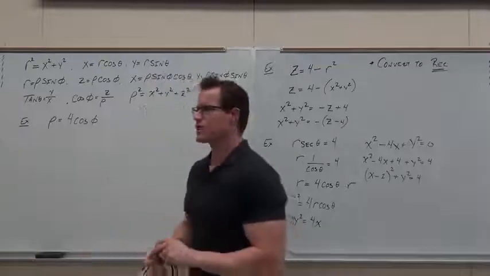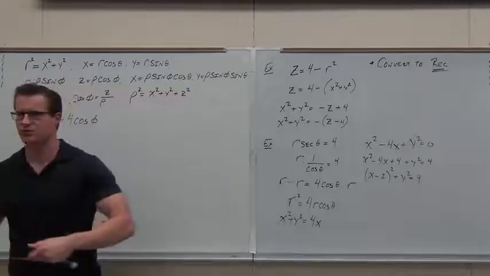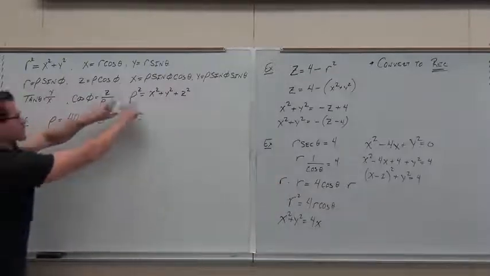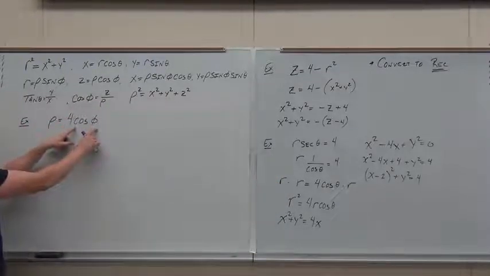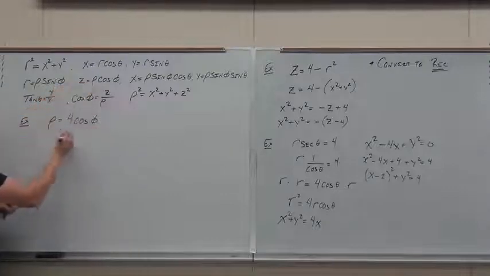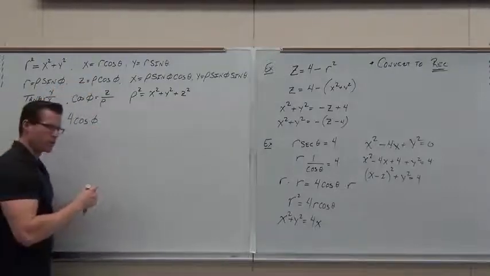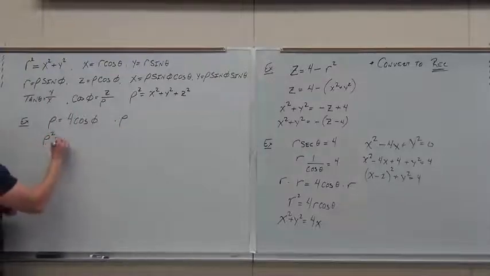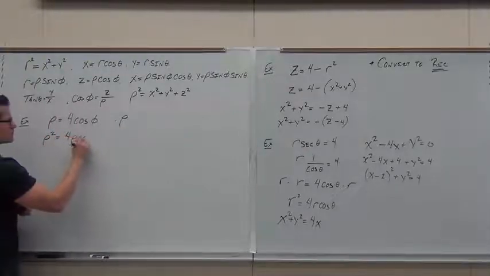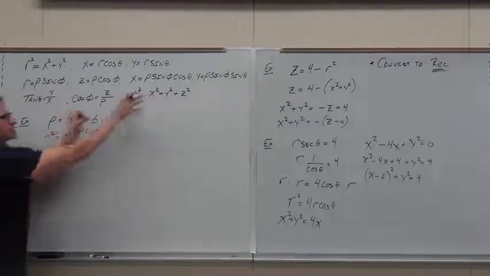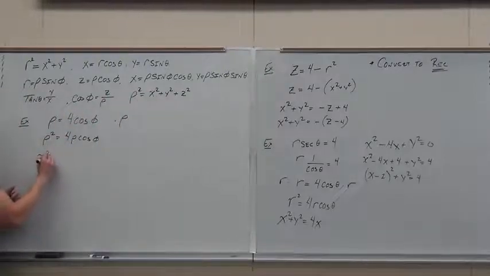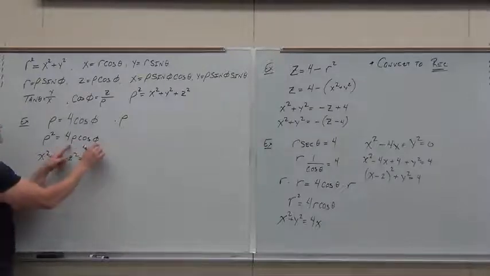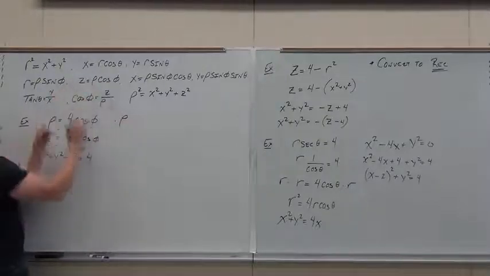For things like this, try the same exact technique that we used for this. So when you have rhos and you want rho squares, and you have rho cosine phi's, try multiplying by a rho on both sides. And then we get some nice stuff. I know rho squared is x squared plus y squared plus z squared. I know that this is Z.